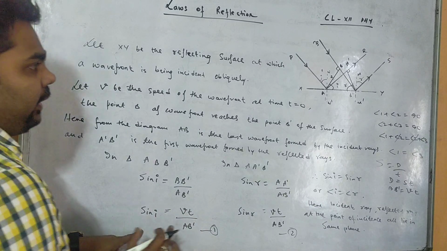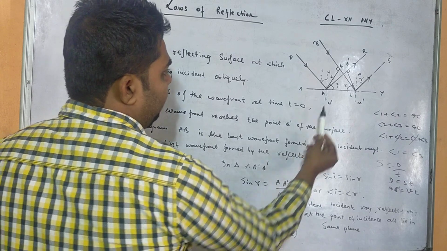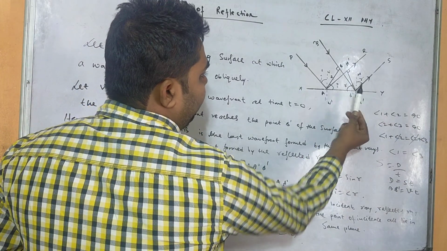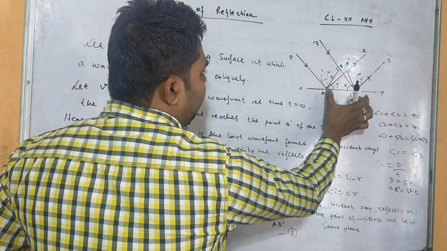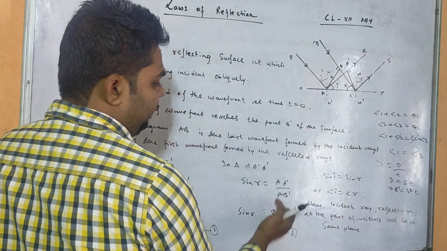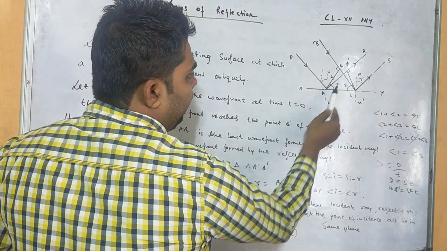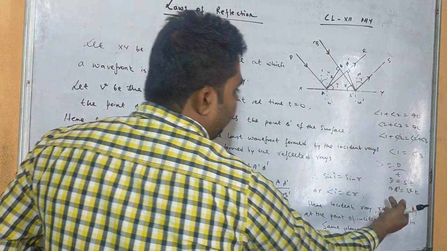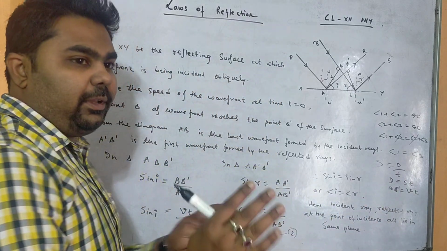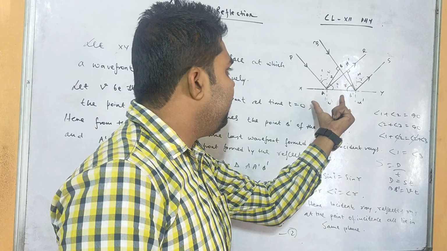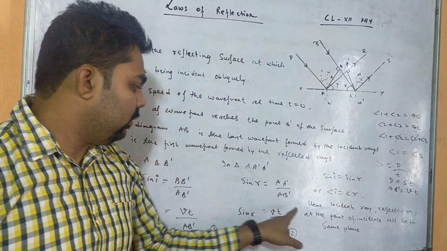So in BB dash, we have substituted Vt. Again we will consider another triangle, that is A dash B dash. From here we will calculate sin R. Sin R equals perpendicular by hypotenuse. So the perpendicular is again A dash, which means Vt. This distance again equals speed into time. The speed remains the same because the incident ray and the reflected ray are both in the same medium. So here A dash is also Vt.